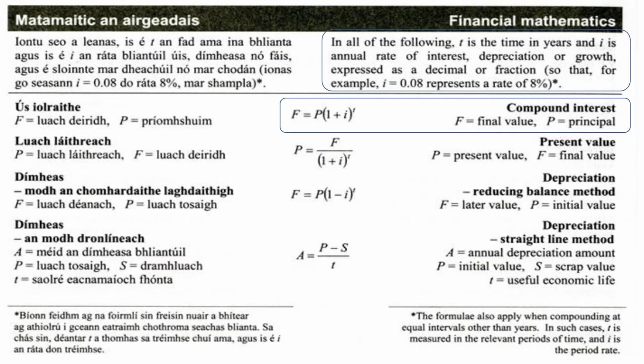there's a little piece up the top here that says, in all the following, t is the time in years, and i is the annual rate of interest, depreciation, or growth expressed as a decimal. So, for example, they said 0.08 would be 8%. And that is so important. But then there's also an asterisk beside that, and at the bottom of the page it gives us a step more, and it says the formulae also apply when compounding at equal intervals other than years. In such case, t is measured in the relevant time periods, and i is the period rate. So what they're saying there is, if i, the interest rate, is annual or yearly, then t must be years. But if i is monthly, then t must be in months. So these formulae will also work there. Be aware of that idea of using the decimal rather than the percentage.